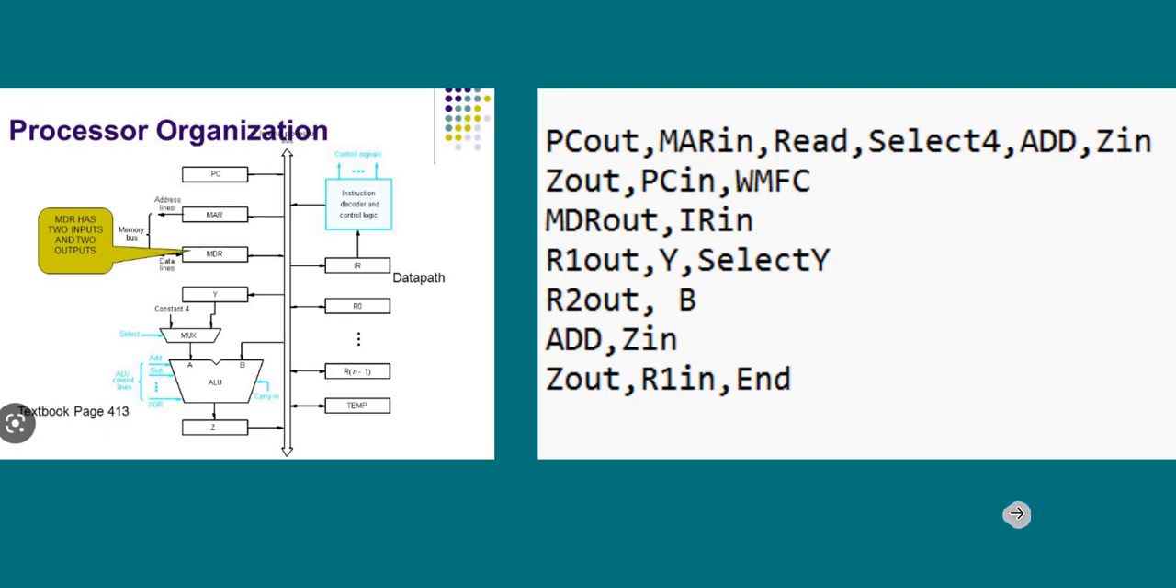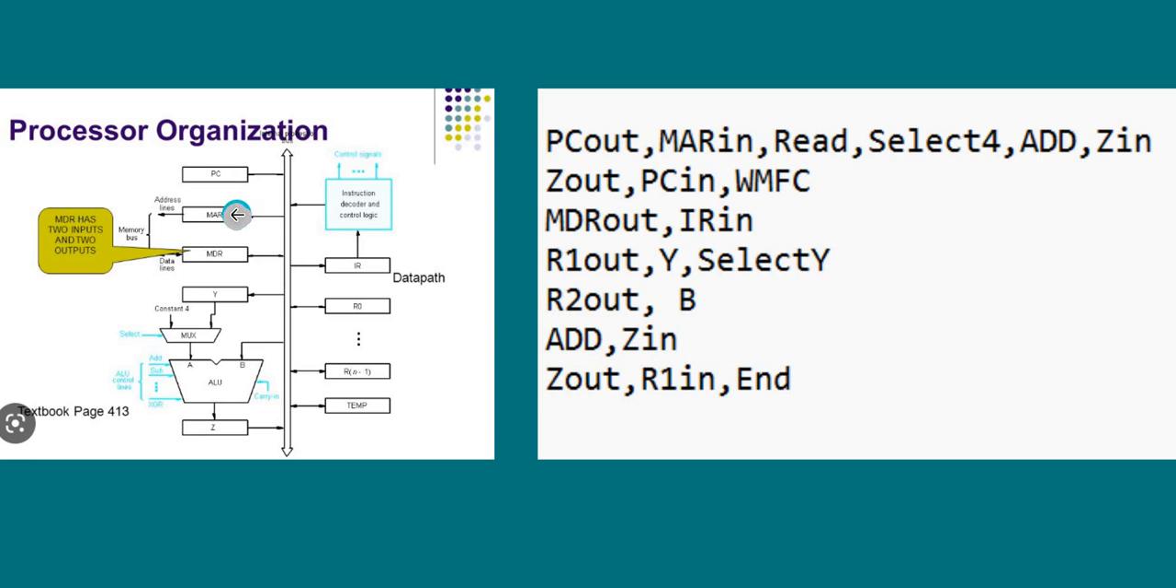Now let us understand this whole process with the help of a diagram. So the first thing that we will need to do is take the content of the PC through the bus and transfer it to the MAR. So PC out, MAR in, and we are taking the address, giving it to MAR and asking MAR to find this address and find the content that is stored at that address. So we are asking it to read whatever is stored at that particular memory location.